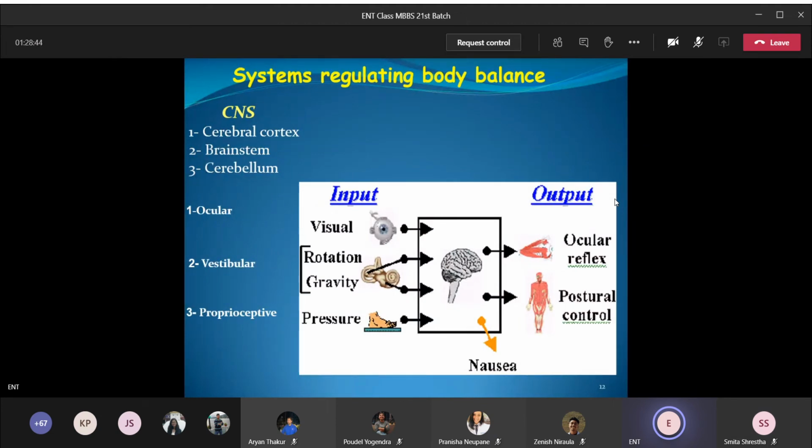In the CNS the main structures involved are the cerebral cortex, brainstem and cerebellum, and then the ocular input from the eyes, vestibular from the ears and proprioceptive from our feet, let's say. All these are the inputs in order to balance the body.